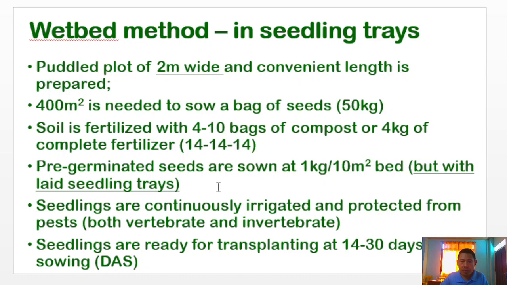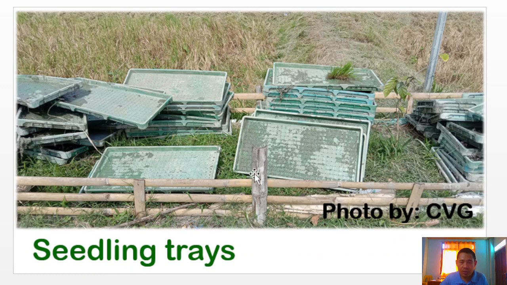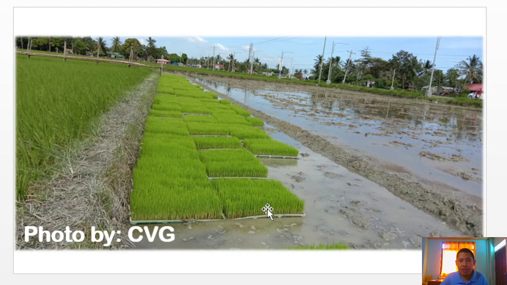And here the difference is that the pre-germinated seeds are sown in a seedbed with seedling trays. Also, you have to irrigate the beds continuously to maintain the needed moisture. The seedlings are ready for transplanting at 14 to 30 days. So here are the trays that are being utilized in this method, here with the rice seedlings. This method is used if you are going to use mechanical transplanters.